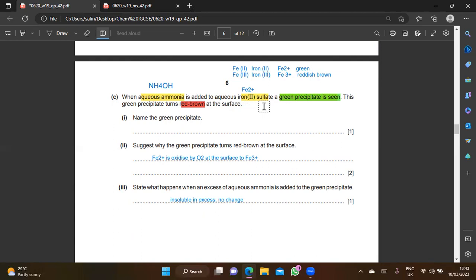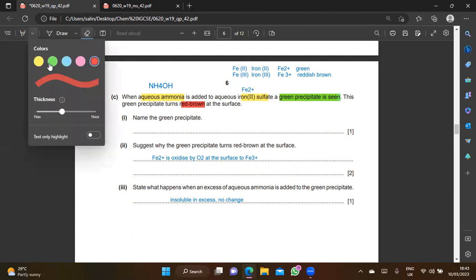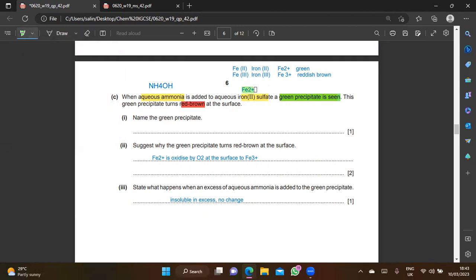Aqueous iron 2 sulfate contains ferrum 2 plus. The ferrum 2 ion is actually green in color. So I'm just going to put green color. In your iron 2 sulfate, what is the cation? Ferrum. It is ferrum 2 plus, Fe2+. How do I know this number 2? You look at it because this is a transition metal.